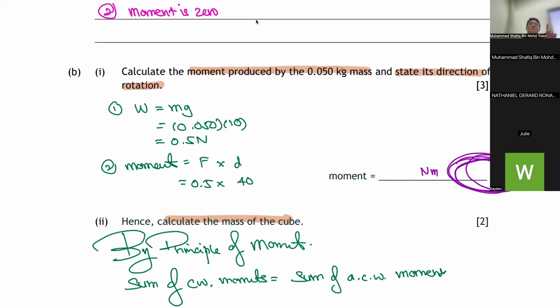1 meter is 100 cm, right? So then from cm to meter will be divided by 100. Okay, so be careful. So from 40 cm to meter must divide by 100. So the moment will be 0.2 Newton meter. That's the answer.